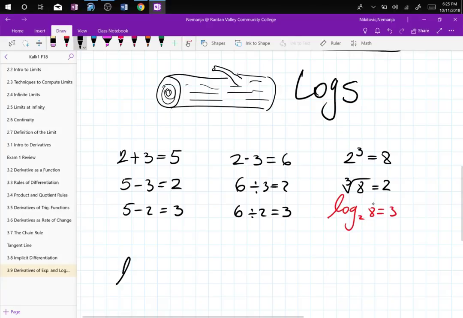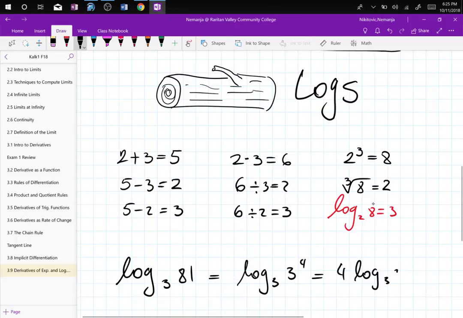You can go and say log base 3 of 81. And this is just a computation. There is no function here, nothing to graph, nothing to do other than to compute and say, okay, this is log base 3 of 3 to the 4, which is 4 times log base 3 of 3, which is 4 times 1 equals 4.